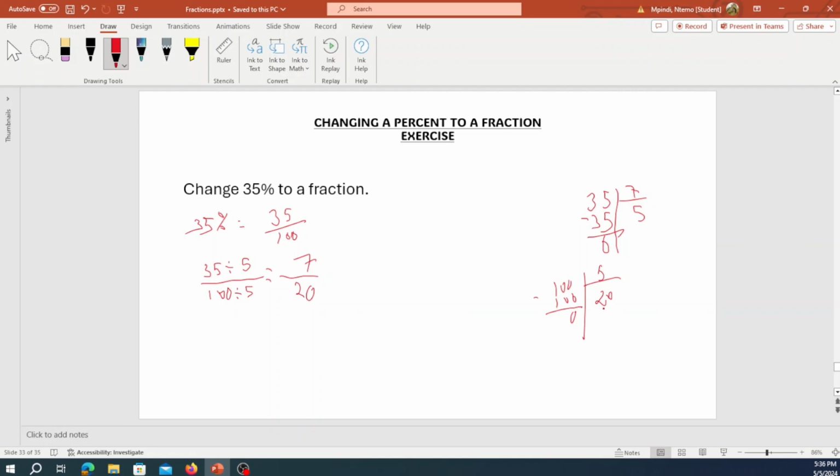So you see this one, right? This one right here. And then here, it's supposed to be 7 on top and 20 in the bottom. Okay, so this one is the final one. What we have done is reduce the fraction by dividing by 5. That's why we end up getting this one.